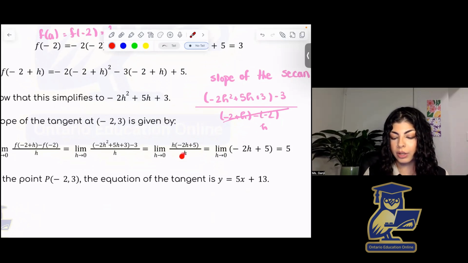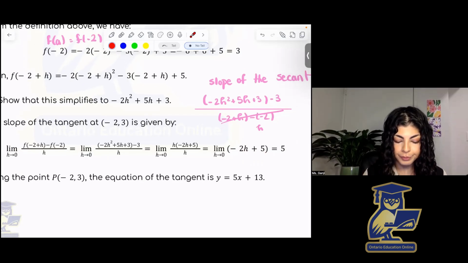So canceling those two out, I am just left with negative 2h plus 5, which, as I see, as h approaches 0, so does negative 2h. And so this whole thing will eventually just converge to just 5 because this value is just going to be 0.